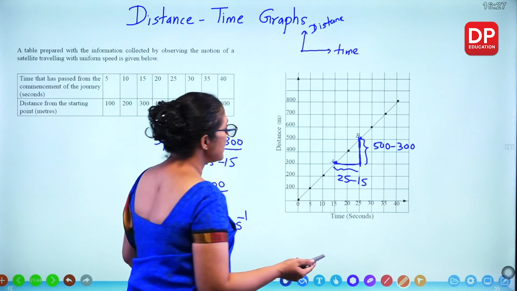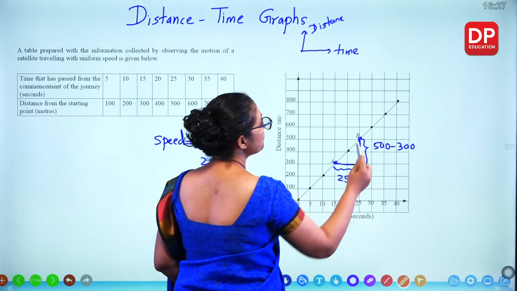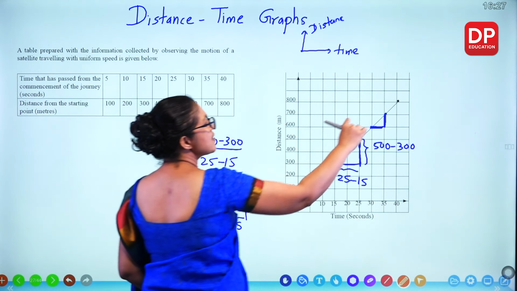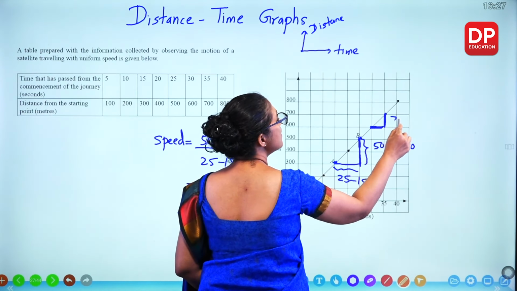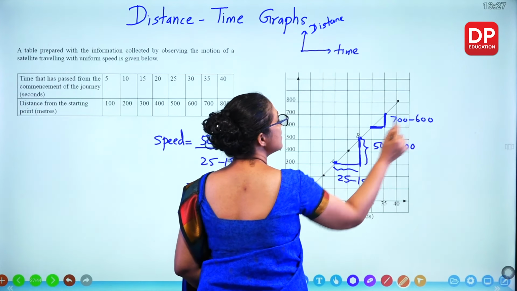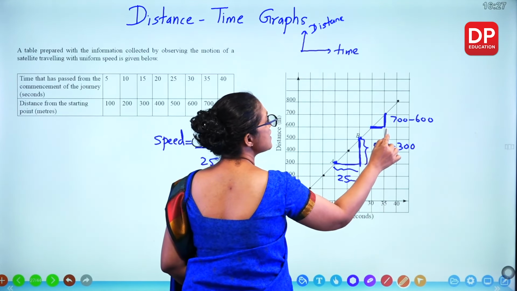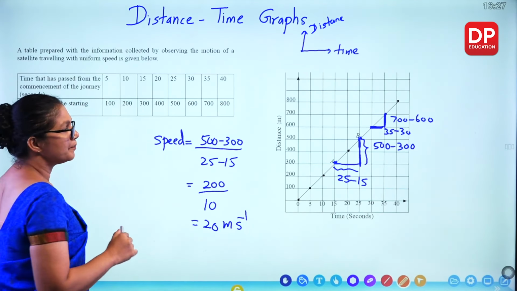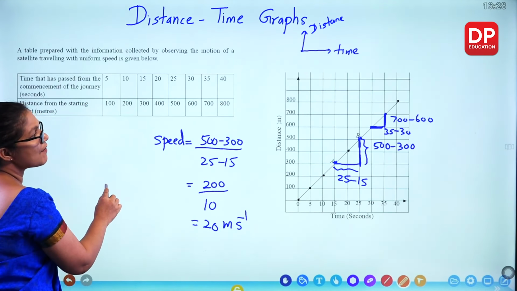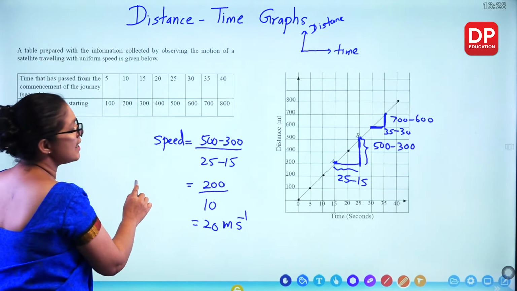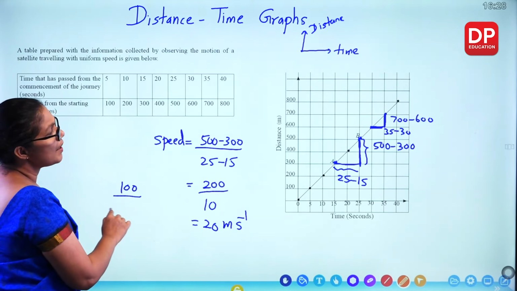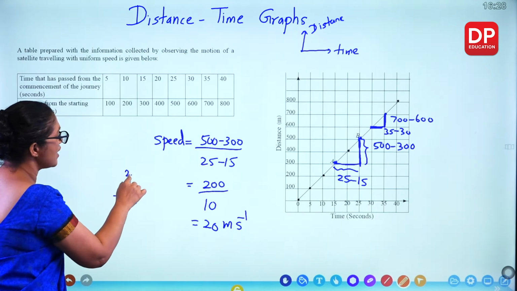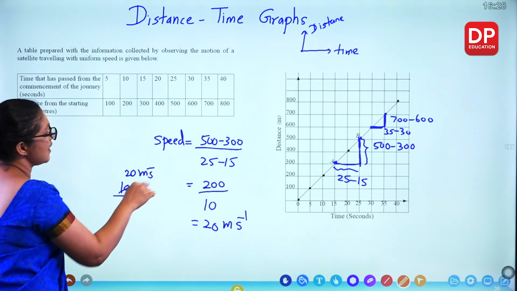Or you can read another point. Now somebody can take these two. If you take these two, what's this distance? 700 minus 600. What's this one? 35 minus 30. Then what's the speed? 700 minus 600 is 100, divided by 35 minus 30 which is 5. Again you are getting 20 meters per second.